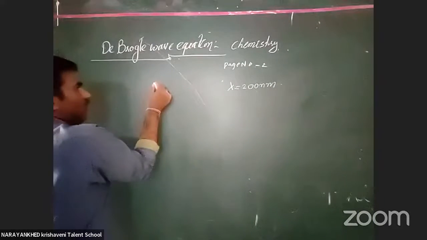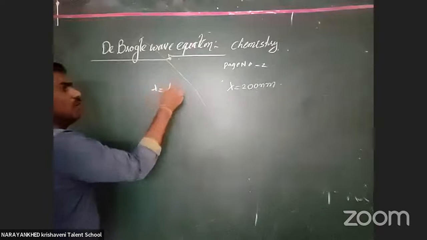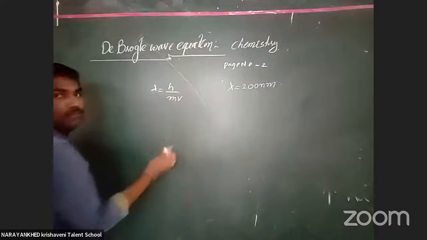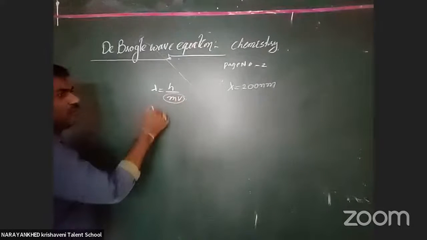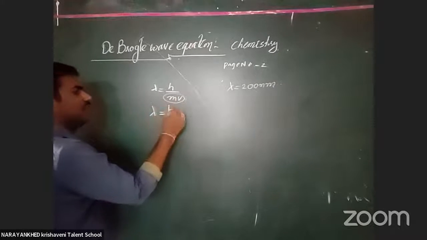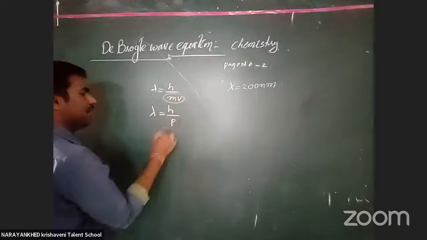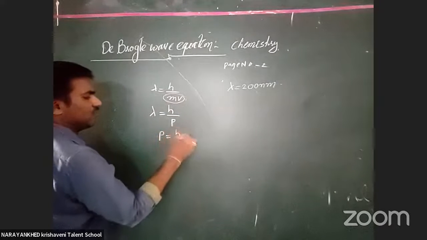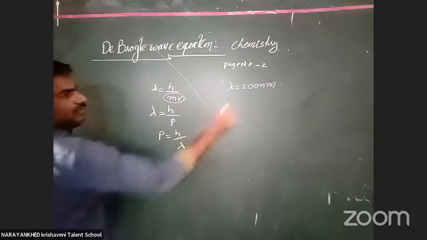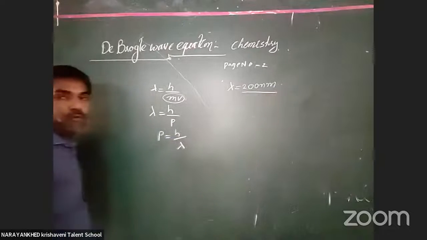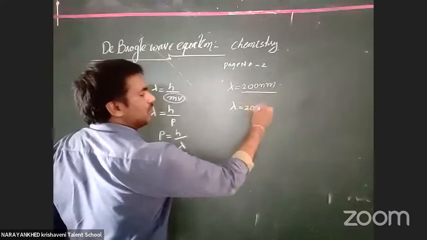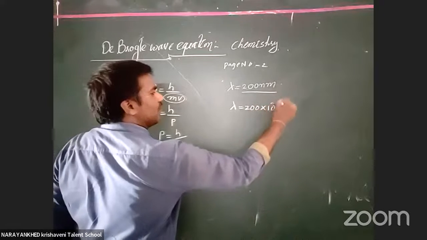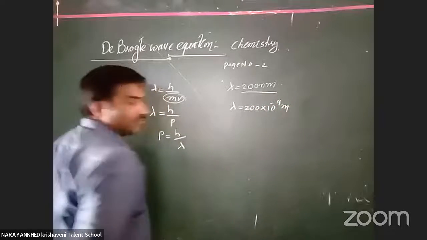We have the formula lambda is equal to h by mv. Now you know very well the product of mass and velocity is written as p, so lambda is h by p. Here p is equal to h by lambda. Lambda is given in nanometers, so convert it into meters, that is 10 to the power of minus 9 meters.